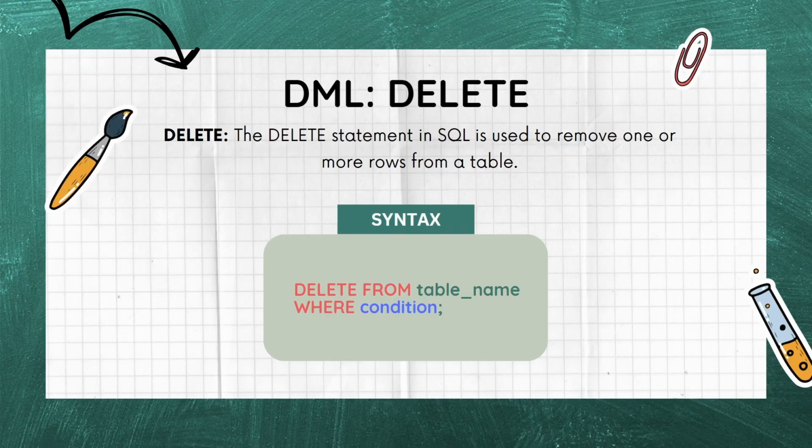Delete is a command in SQL used to remove one or more rows from a table based on specific criteria. It allows you to specify conditions to identify the rows you want to delete. Here's a basic syntax example. Write delete from the table name and the where condition. Now let's look at an example.